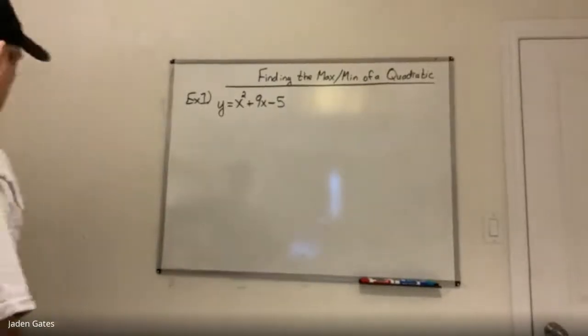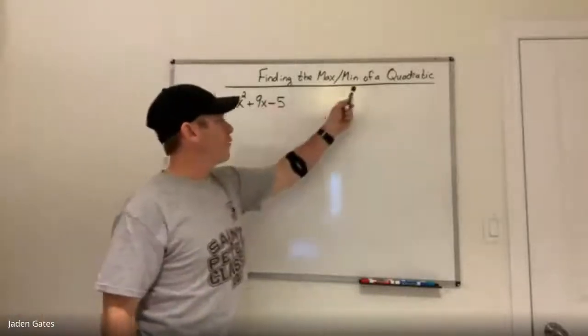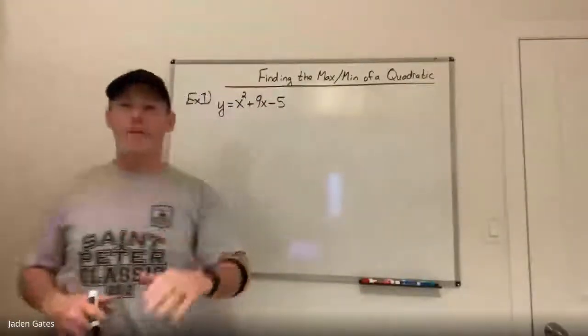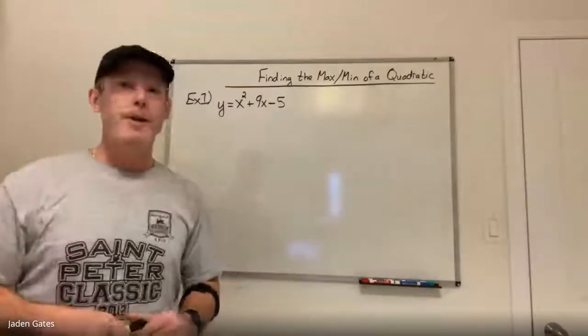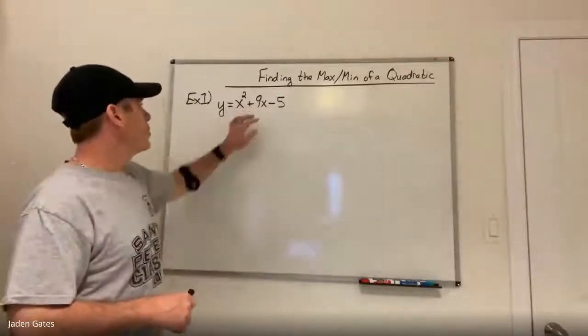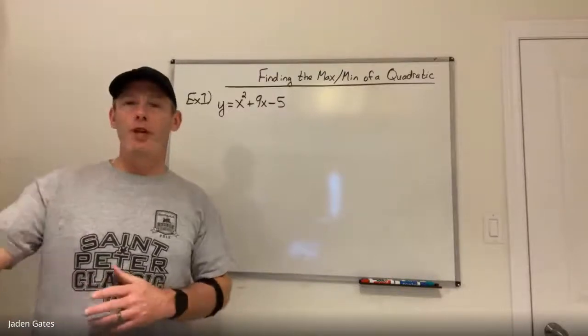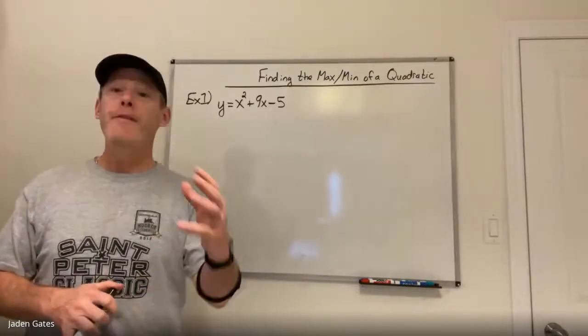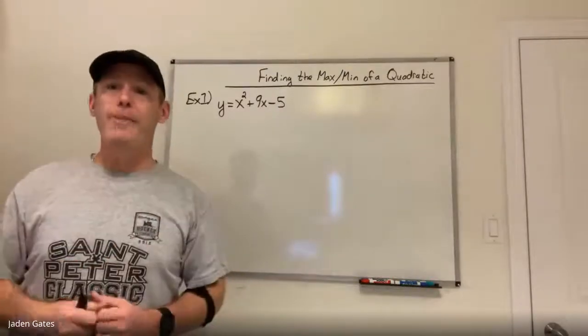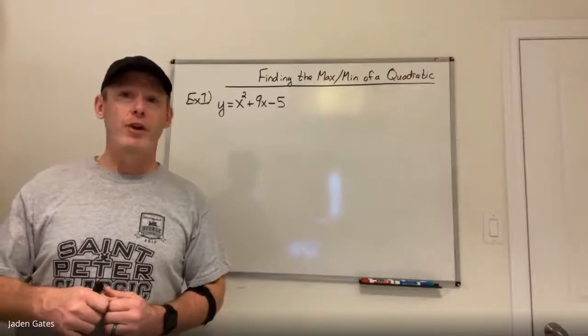All right, so now we're going to find a max or min of a quadratic. Number one, we do not have a graph like we did, which is nice, but we have an equation. But the problem here is it's not in vertex form, because again, what I just showed you with graphing is that if you have it in vertex form, you can pick up all that information without even graphing it.